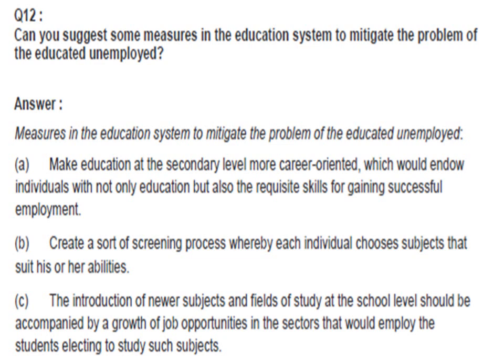Next question is, can you suggest some measures in the education system to mitigate the problem of the educated unemployed? And the answer is, measures in the education system to mitigate the problem of the educated unemployed are as mentioned below. A. Make education at the secondary level more career oriented, which would endow individuals with not only education but also the requisite skills of gaining successful employment.